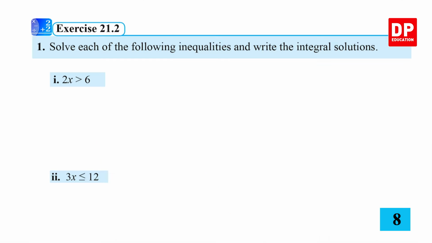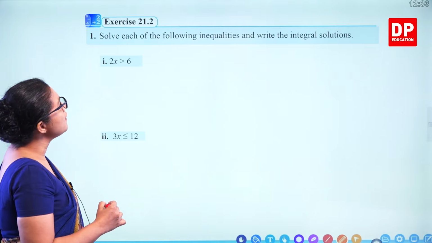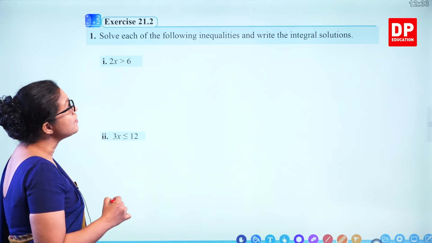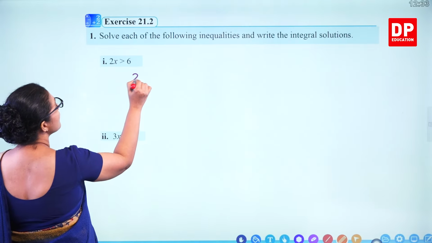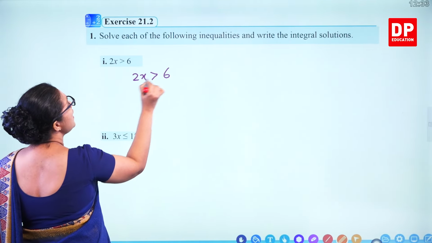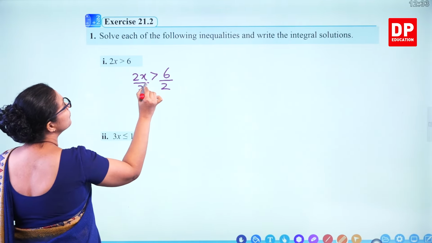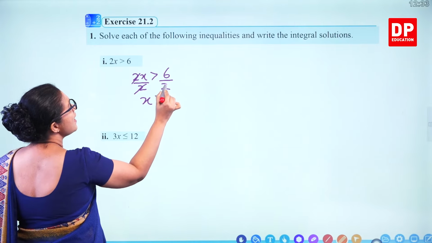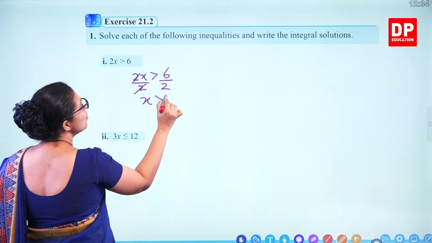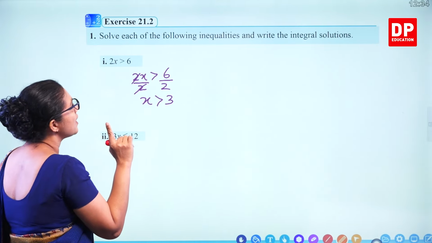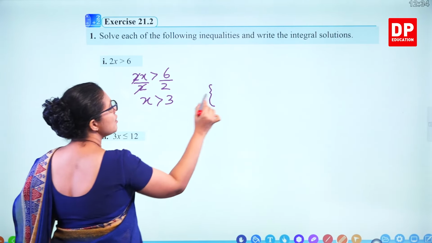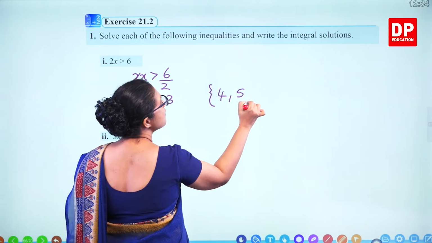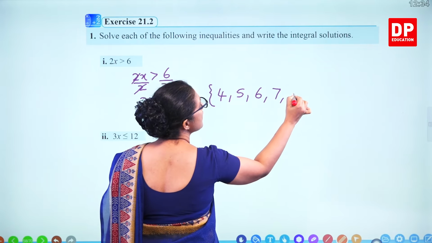Exercise 21.2. Solve each of the following inequalities and write the integral solution. So only integers. Divide both sides by 2. x is greater than 6 divided by 2. That's 3. So what are the solutions you can get? 3 is not included. 4, 5, 6, 7 like that.